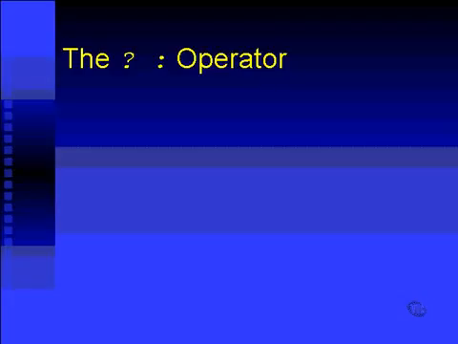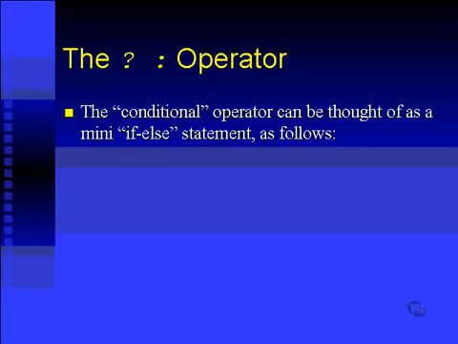We now examine a curious operator. It's known as a conditional operator, which you can actually see is two characters, two symbols, the question mark and the colon. Now, I better show you how to think of that and how it looks.